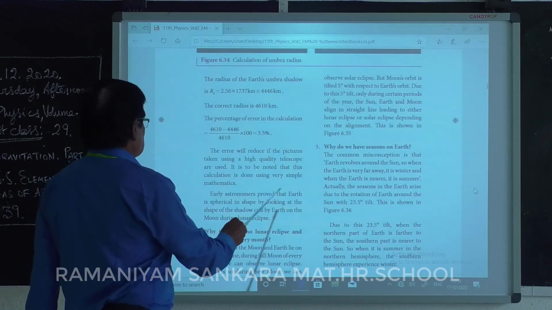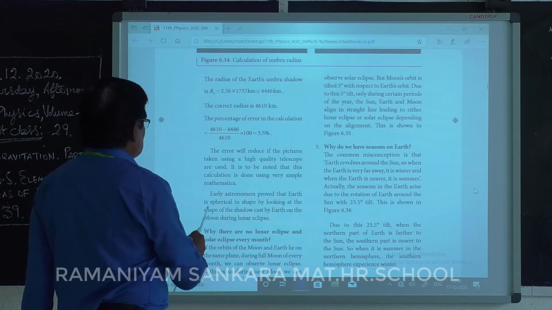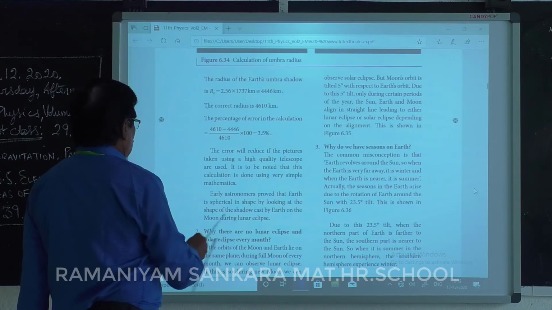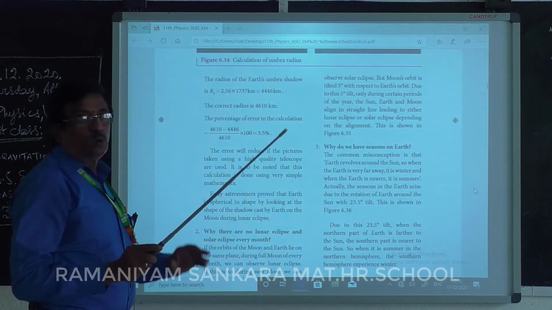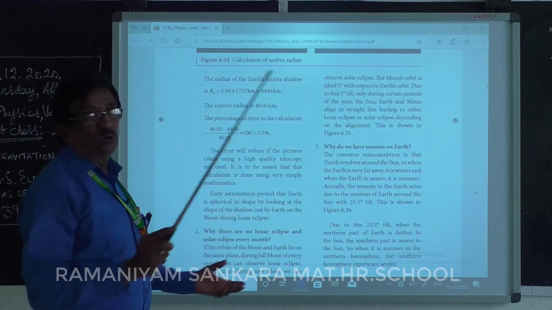Early astronomers proved that Earth is spherical in shape by looking at the shape of the shadow cast by Earth on the moon during the lunar eclipse. From that only, they thought Earth is a spherical shape, using the lunar eclipse.